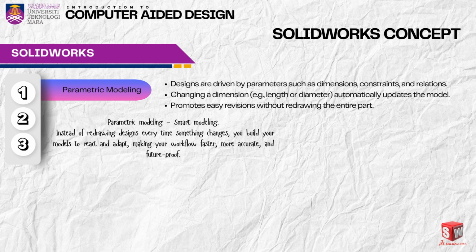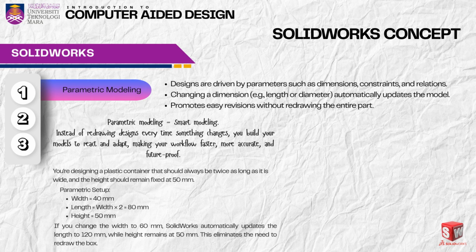What makes parametric modeling so powerful is that it allows for easy revisions without having to redraw the entire part. That's why it's often referred to as smart modeling. Instead of creating rigid static drawings, you're building flexible models that respond to changes. This capability not only speeds up your workflow, but it also helps reduce errors, especially when you're working on complex or evolving designs. It makes your models future-ready, allowing for modifications as requirements change.